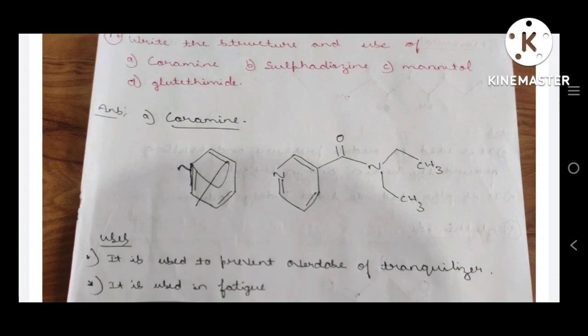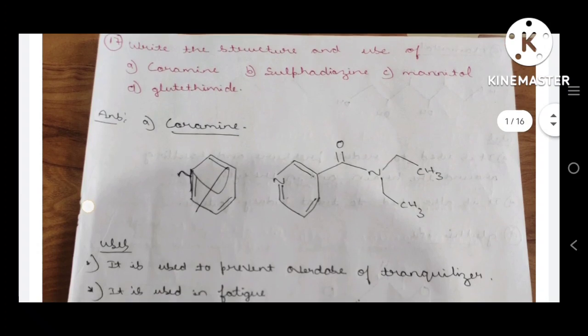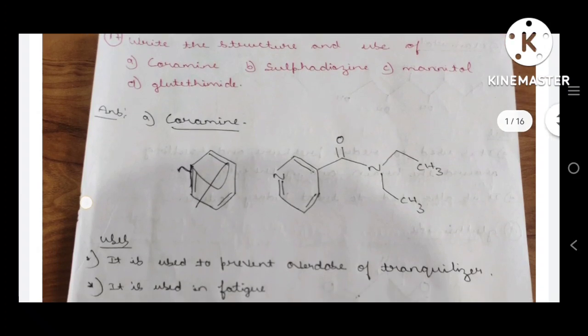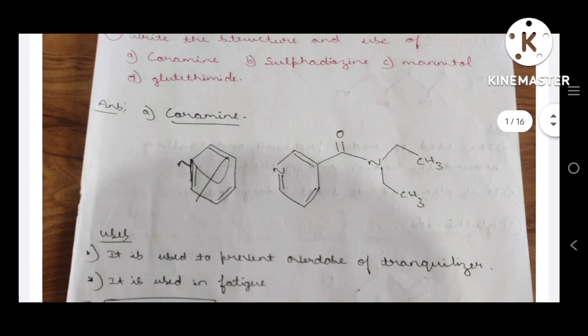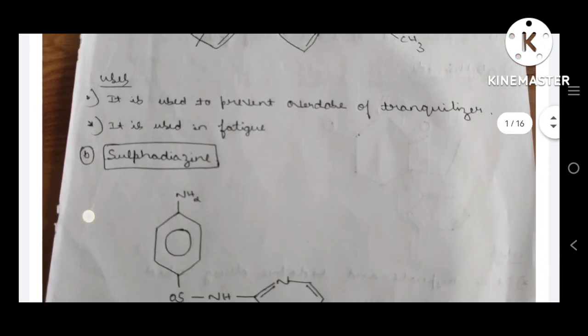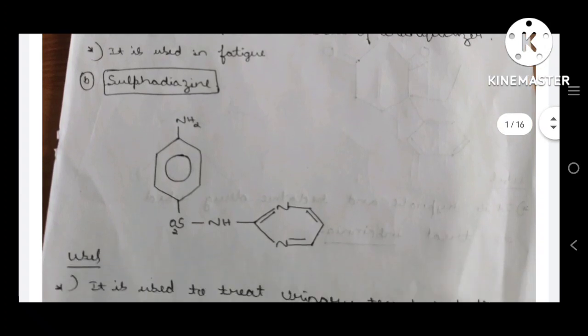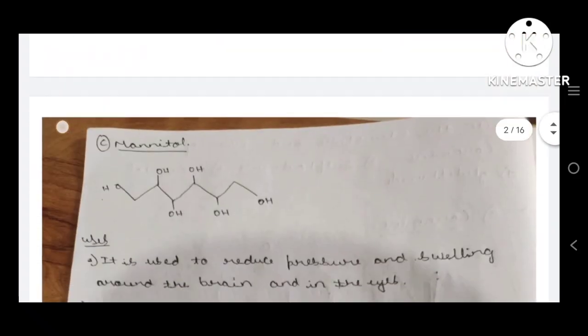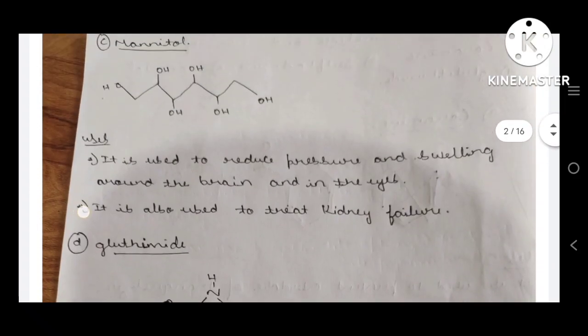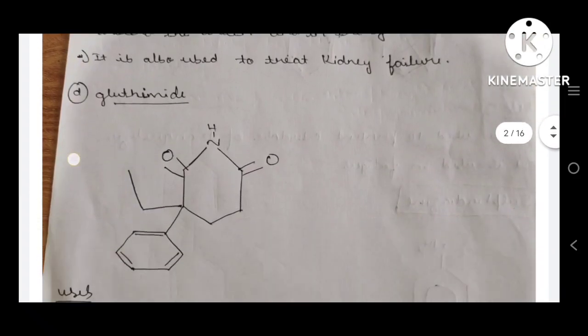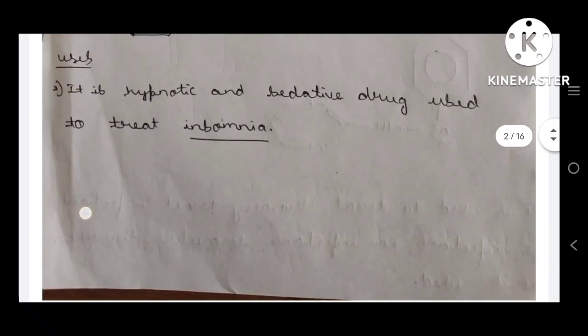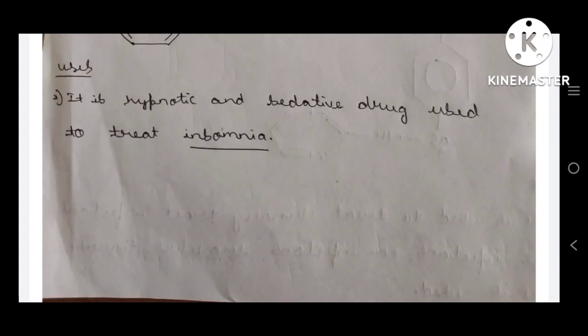You draw the structure. You are observing here the structure of chloramine, which means an amine is there. See here, a nitrogen bond is there, so that's why it is known as an amine group, chloramine. Then you write 2 to 3 uses, which is enough. Next sulfadiazine, this is the structure and uses. Next mannitol, structure and uses. Then glutathione, this is the structure and the uses. This simple technique you have to follow in 4 marks as well as in 13 marks.